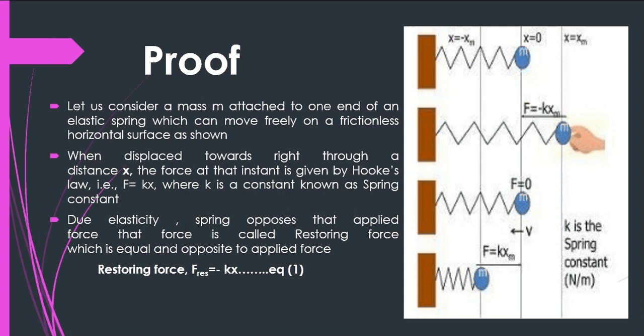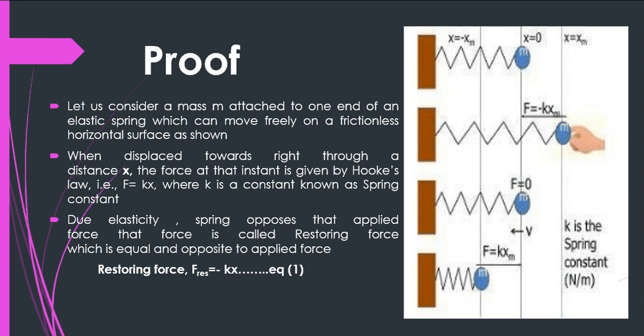It depends upon the spring constant, dear students. The spring constant depends upon the nature of the spring and the number of turns of the spring. Third point, due to its elasticity, the spring has the property of elasticity. The spring opposes that applied force, and that force is called restoring force, which is equal and opposite to the applied force.